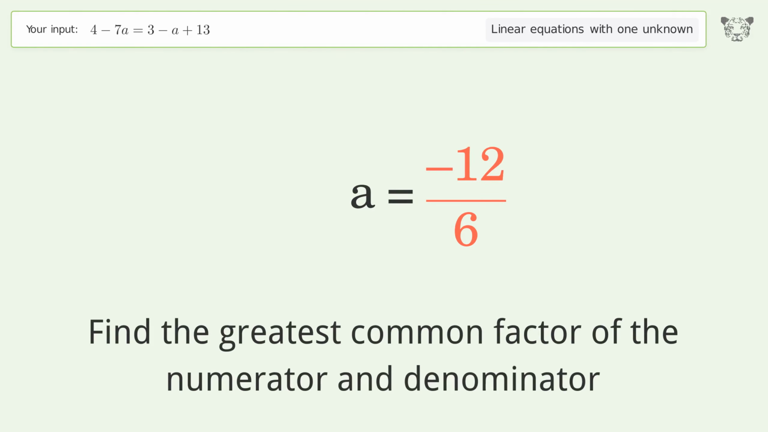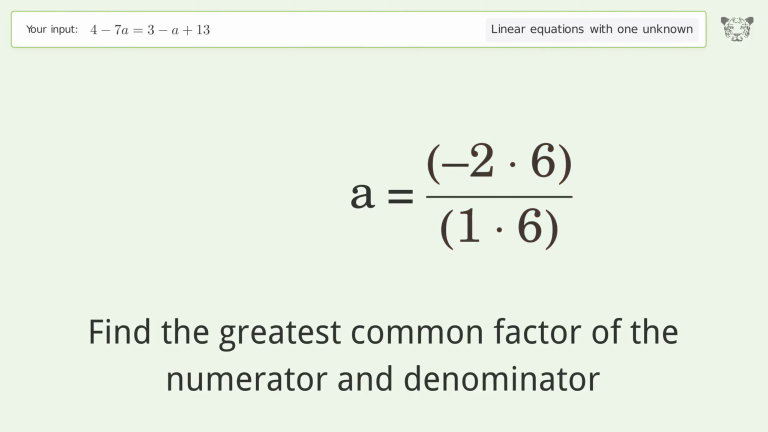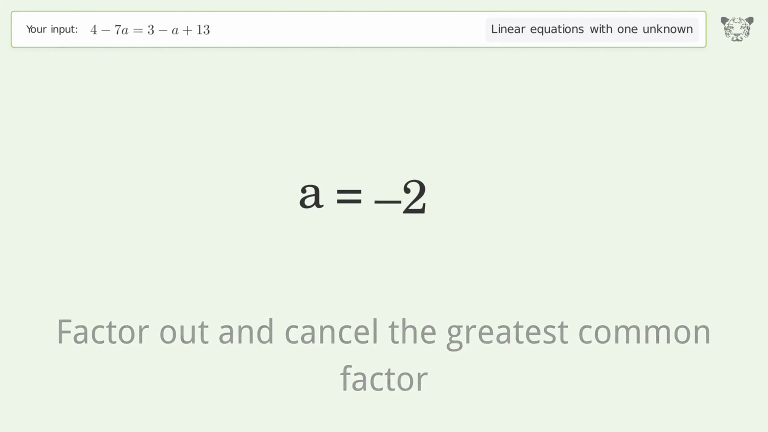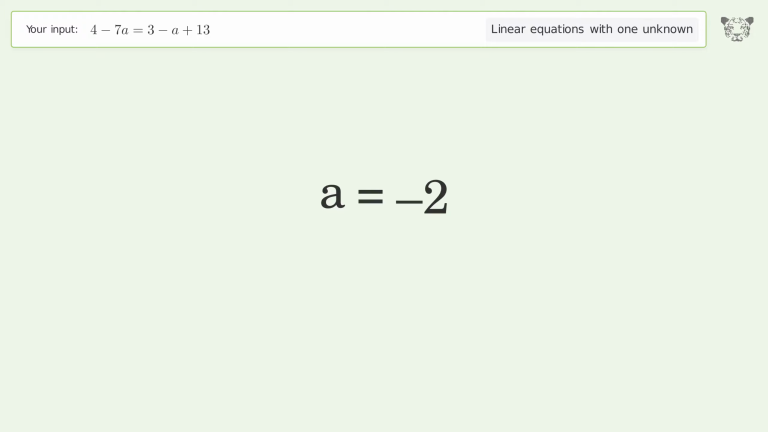Find the greatest common factor of the numerator and denominator. Factor out and cancel the greatest common factor. And so the final result is a equals -2.